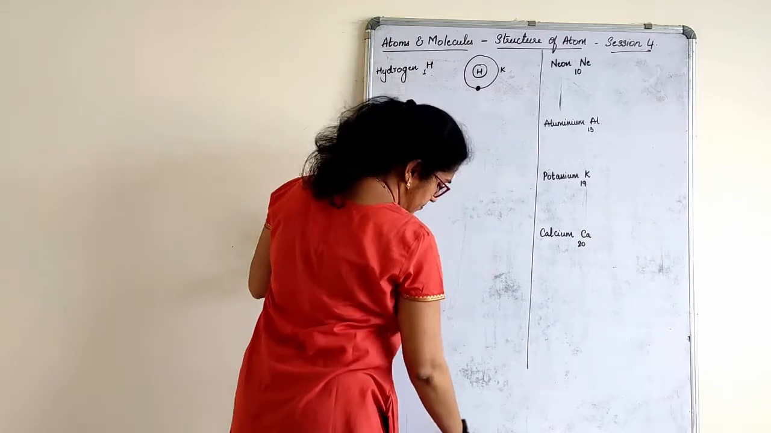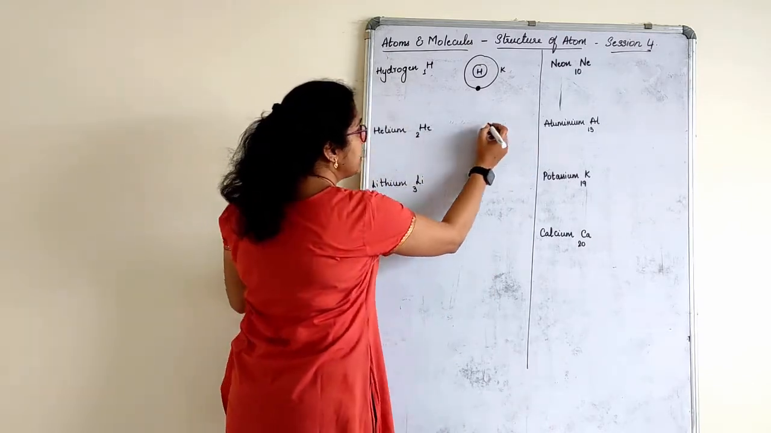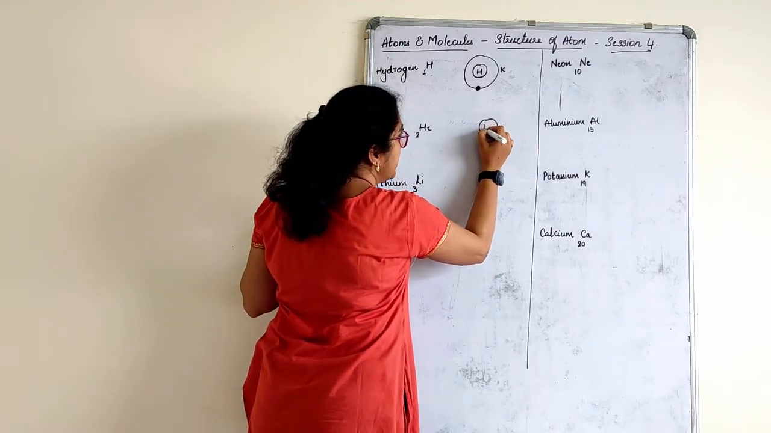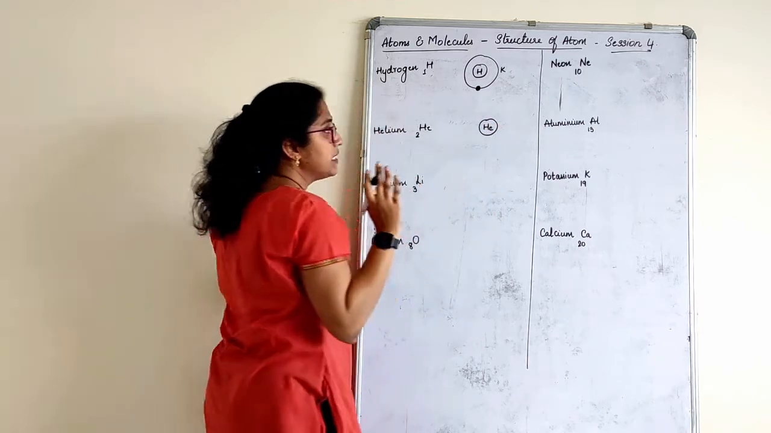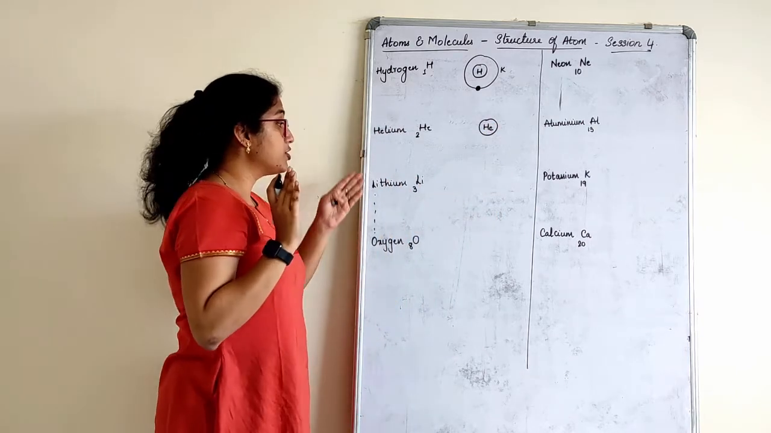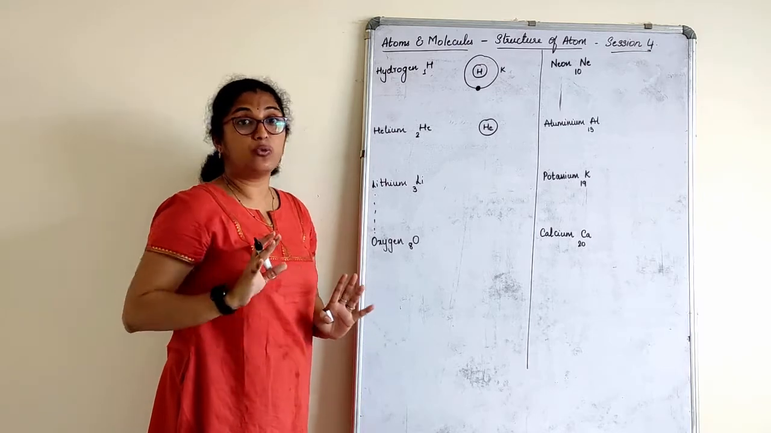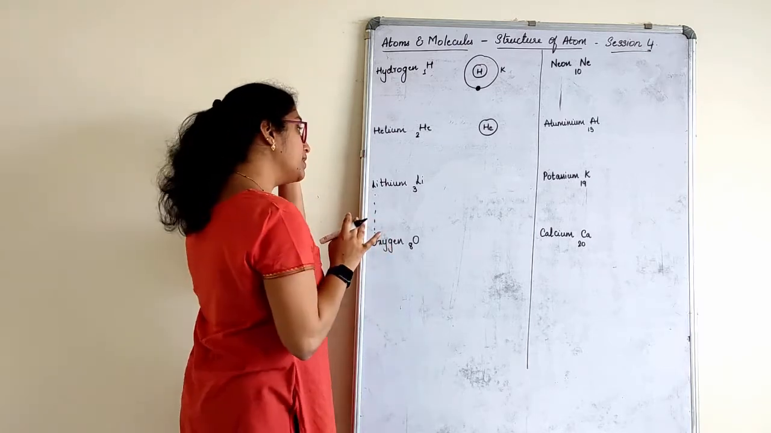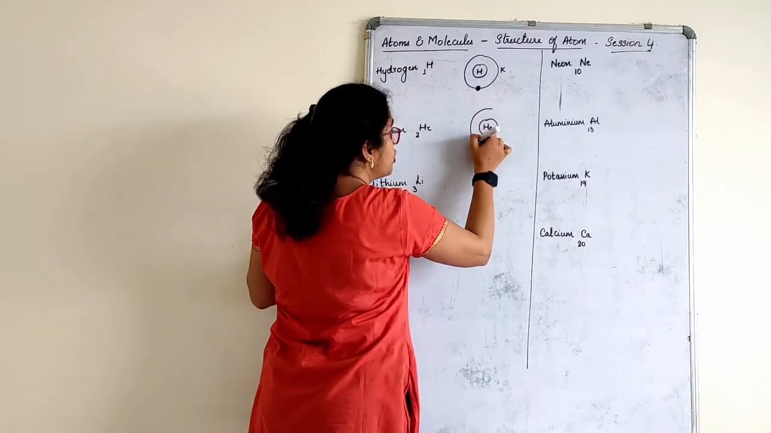Hydrogen is very simple. Let's go to the next one, helium. According to this, I will just write the helium symbol. Nothing else I will write. You should also know the symbols of the first 20 elements. Remember that. According to me, there I will draw the first shell.